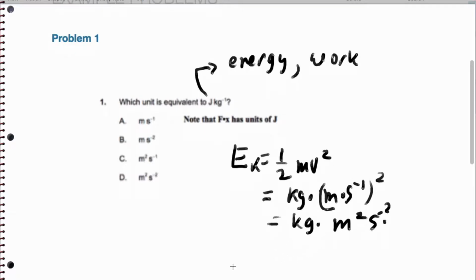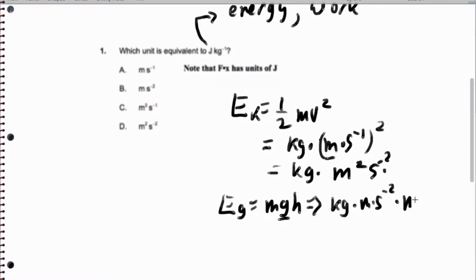Now let's look at another completely different form of energy, just to show the idea that regardless of the energy form you choose, the units are always the same. The units are going to be kilograms. Gravity is acceleration, so that's meters per second to the -2. And height is, again, in meters. When we smash all these units together, once again we get kilograms meters squared seconds to the -2nd power for our unit. This is how every form of energy works.